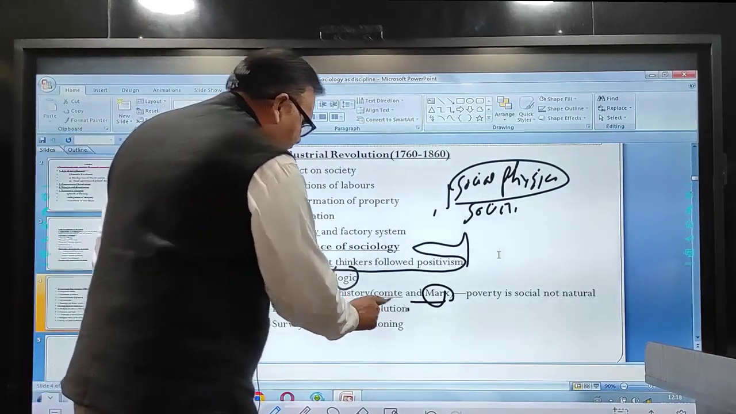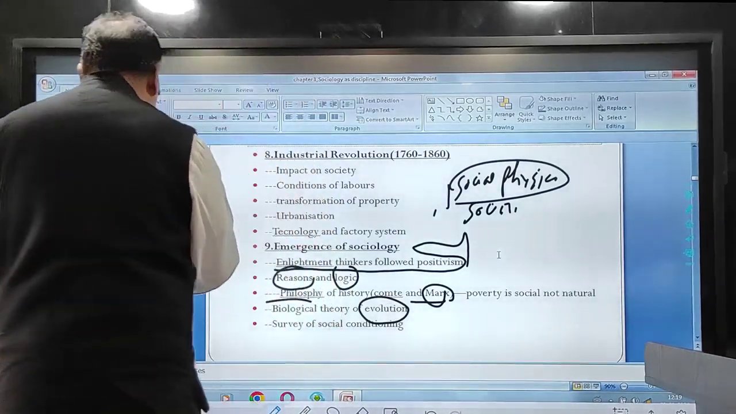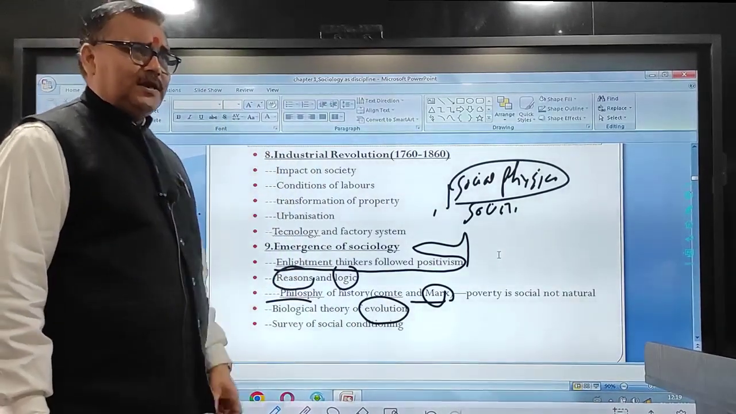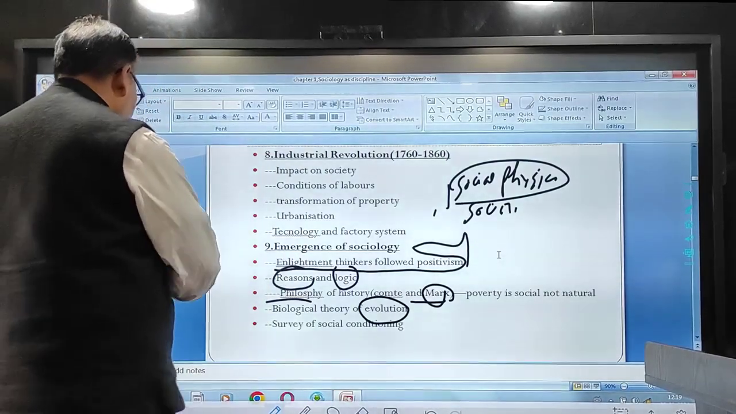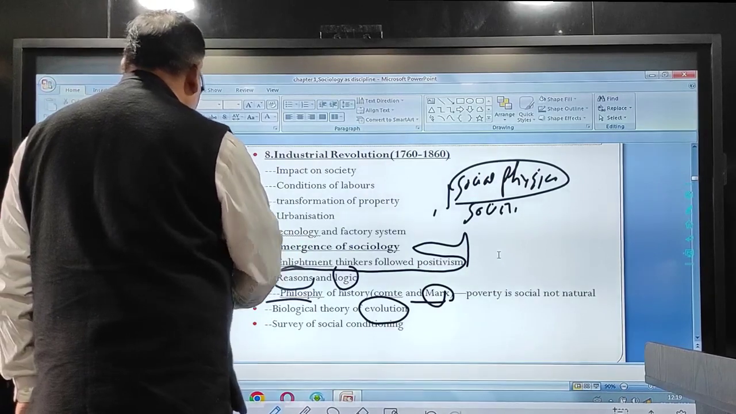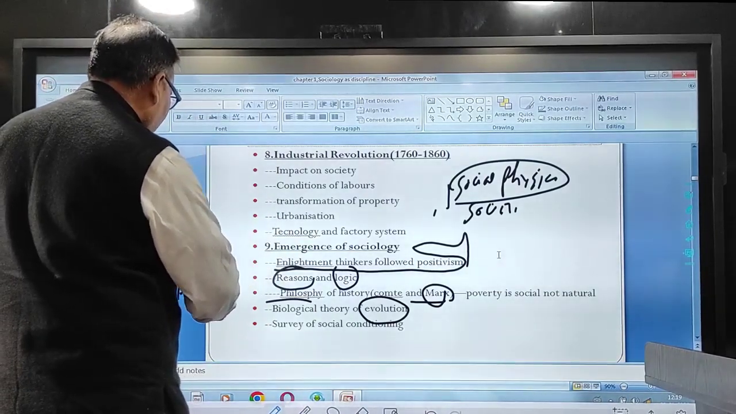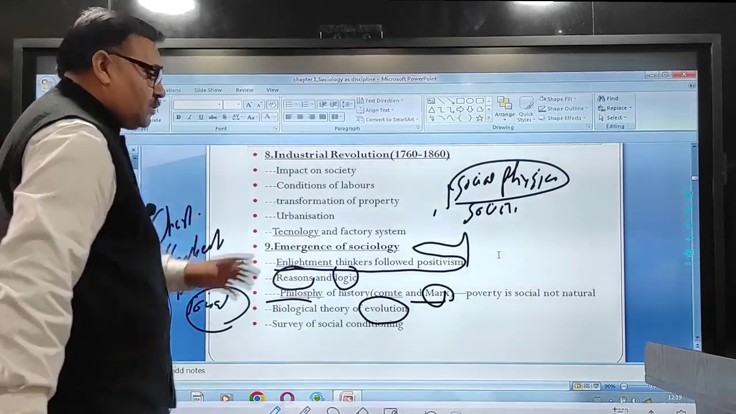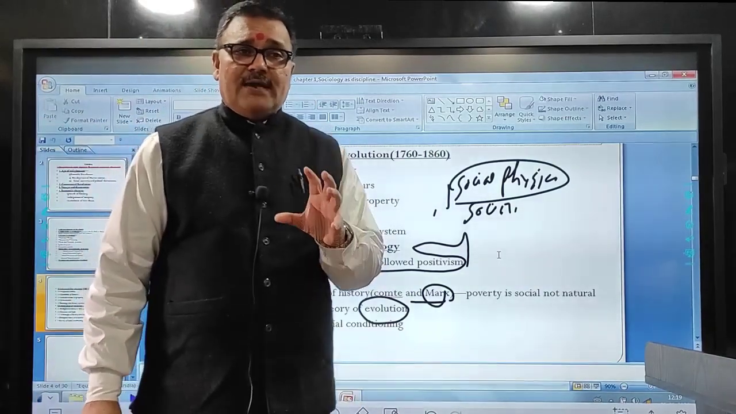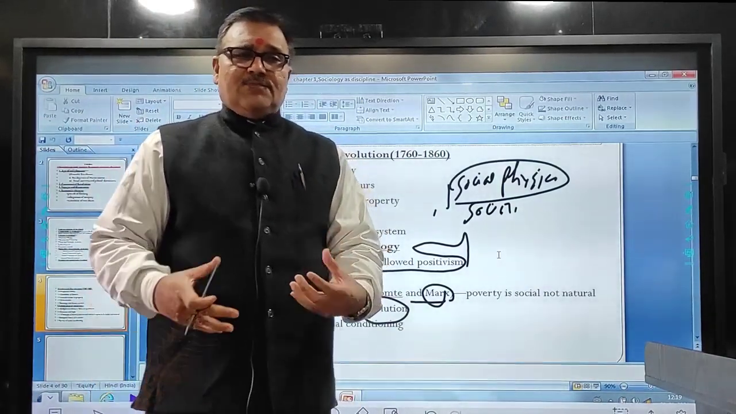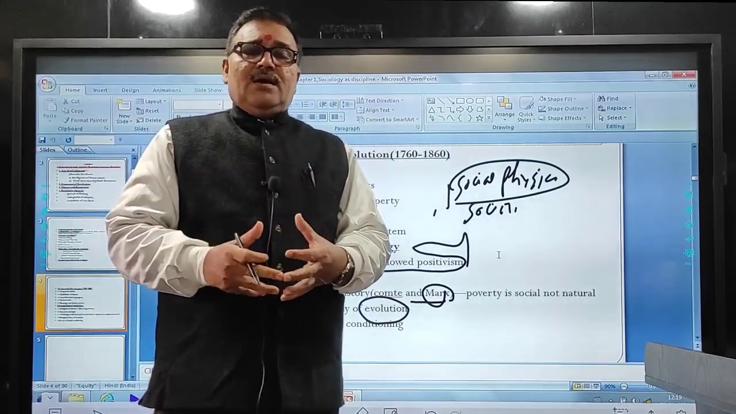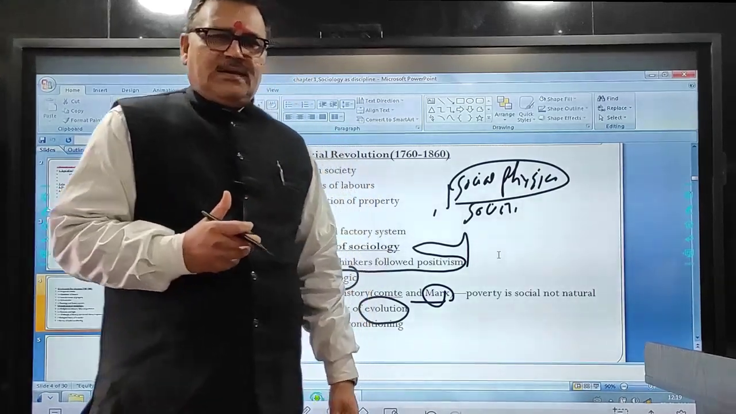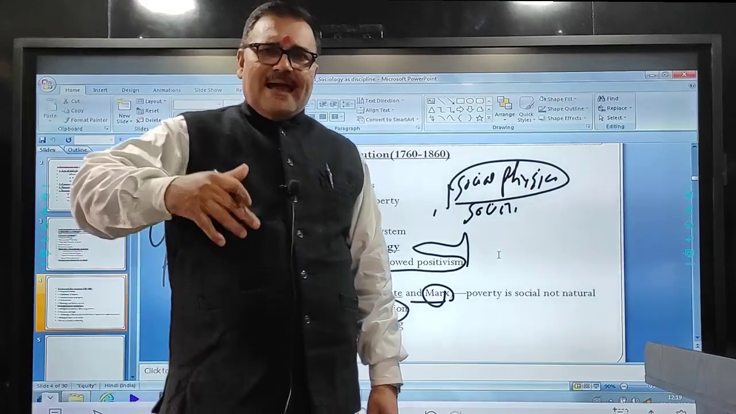In biology, Charles Darwin was the person who gave the biological theory of evolution. In sociology, it was Herbert Spencer. Herbert Spencer gave the biological evolution in the shape of social evolution. Spencer talks about social Darwinism. Just like a human being evolves by the gradual process of evolution, similarly, society is a process of gradual evolution from militant to industrial society, and he elaborated the organic analogy.